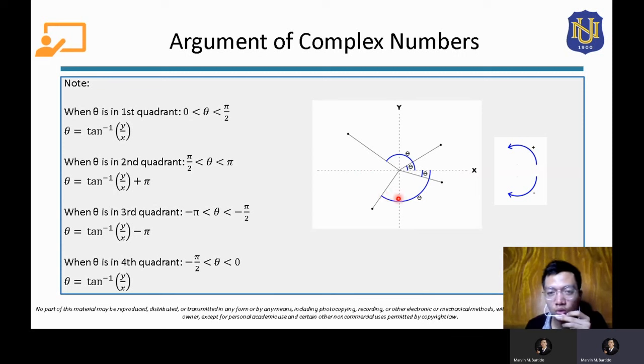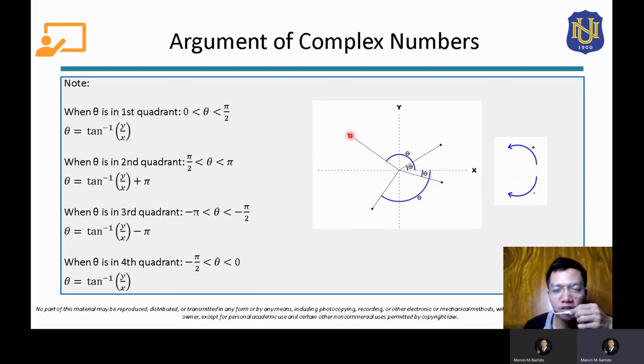So instead, you will get the argument for complex numbers in the third quadrant if you draw it from the positive x-axis in the clockwise direction. So your argument will be this, drawn from your reference axis, which is the positive x-axis. Now for your fourth quadrant, this will be your complex number in the fourth quadrant. So this will be your theta.